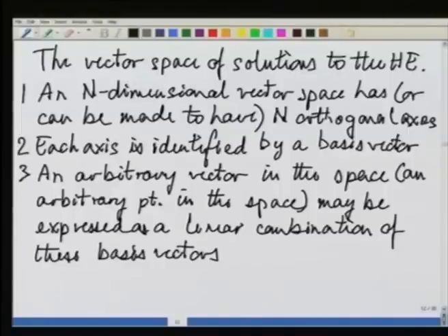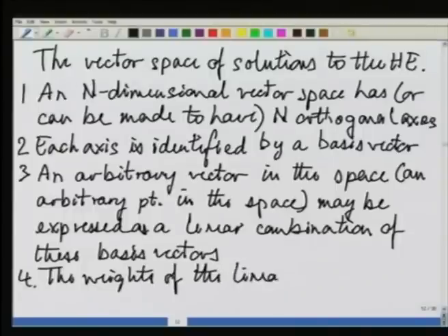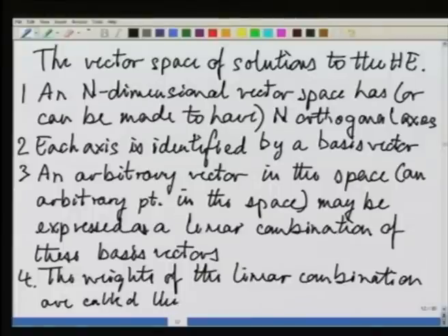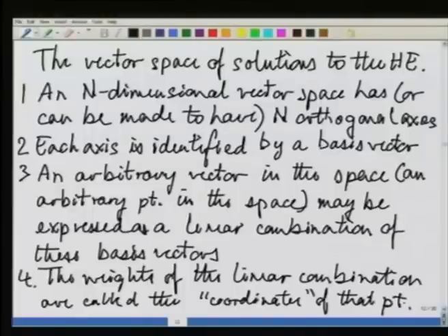So, I have just numbered the points. An arbitrary vector in the vector space, which is to say an arbitrary point in the space, each point in the vector space is a vector in its own right, may be expressed as a linear combination of the basis vectors, where the weights of the linear combination are called the coordinates of that point, or of that vector. Okay.